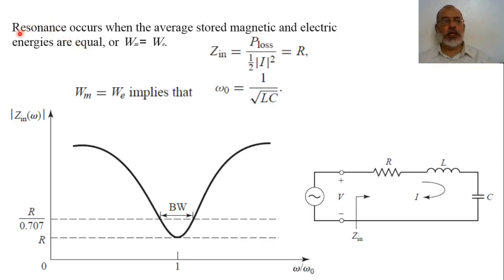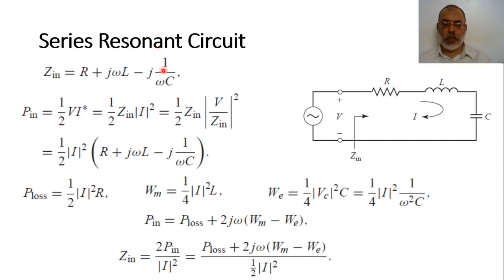So we say that resonance occurs when the average stored magnetic energy and electric energy are equal, or in other words, Wm equals We. If Wm equals We, according to the definition of the input impedance in terms of the power losses and the stored magnetic and electric energy, the input impedance would be P losses over half I squared, which is actually the value of R.